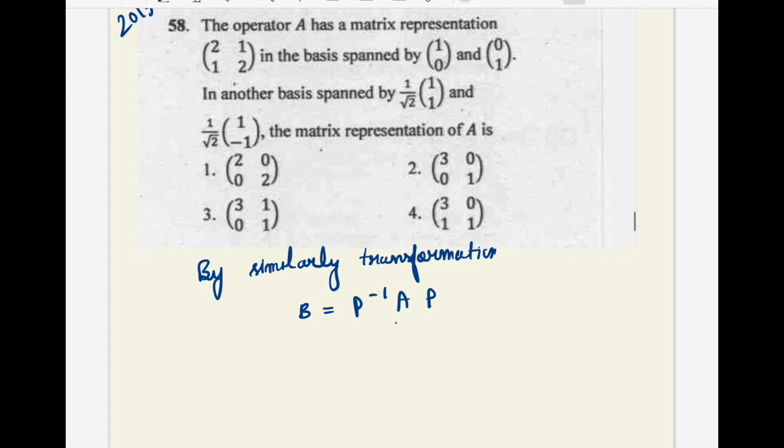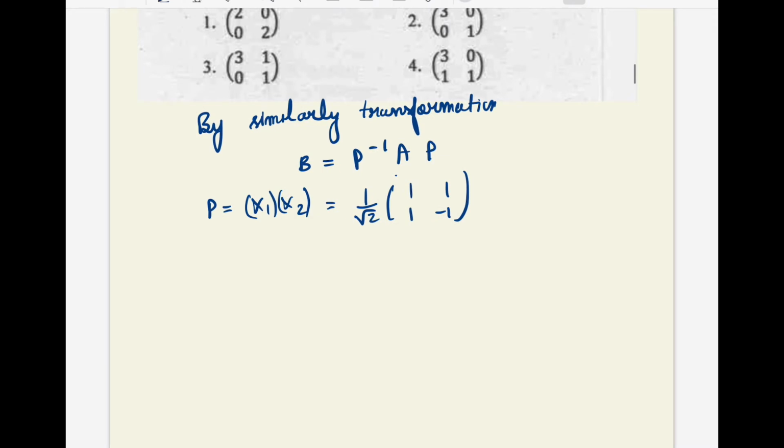P is x1, x2, where x1 is this and x2 is this. So when we put these in, what we get is 1 upon root 2 times the matrix 1, 1, 1, minus 1. This is P. Now we have to find the inverse of P. The inverse of P is found as the adjoint of P divided by the determinant of P.